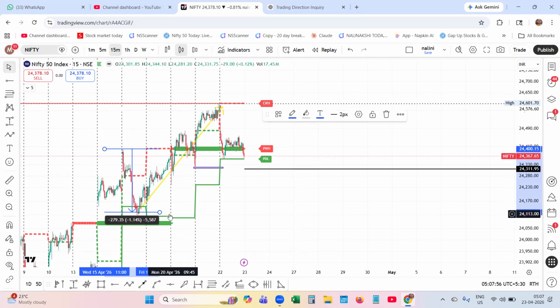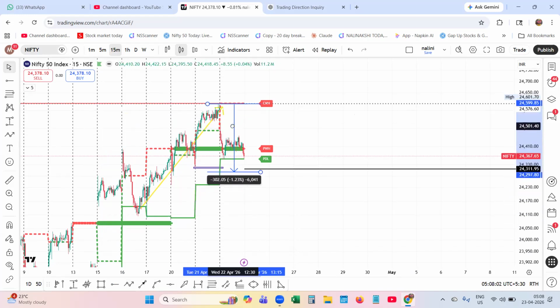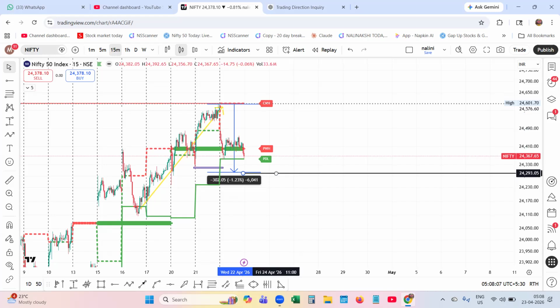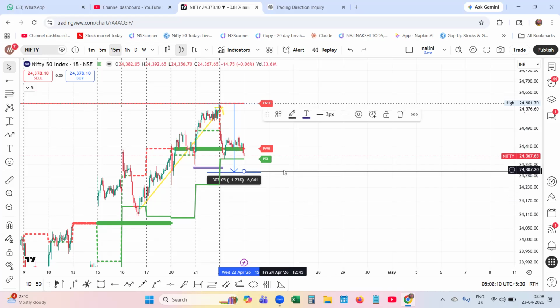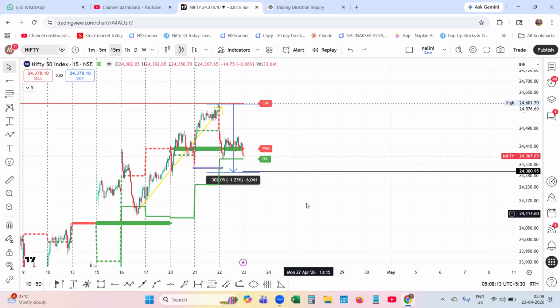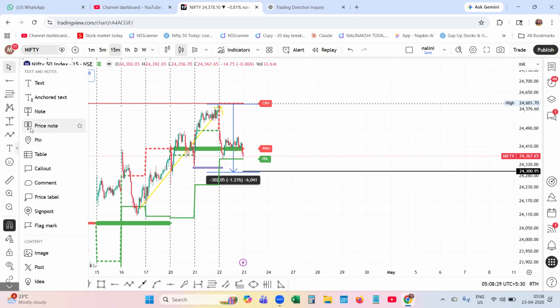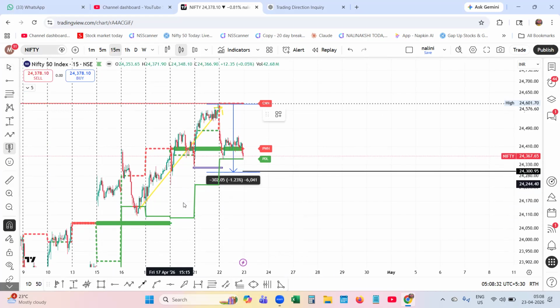This is no more than that. 301, then it comes to 24,293. Even if it comes to 24,293, this is Monday's low. Let me pick up the magnet and price note so that it becomes easy. This is Monday's low.